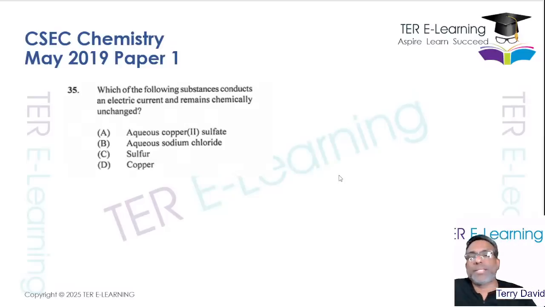Which of the following substances conducts an electric current and remains chemically unchanged? Yes, I saw somebody said 1-butanol is called N-butanol. That's true, right? Who's this person here? So 1-butanol is also called N-butanol. That's true, right?